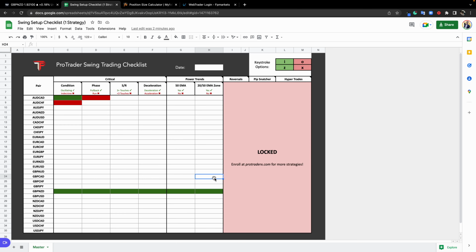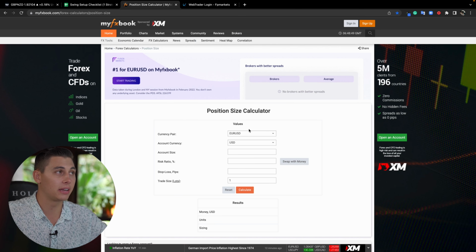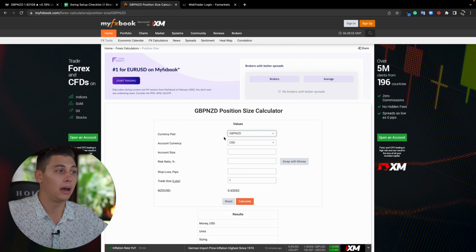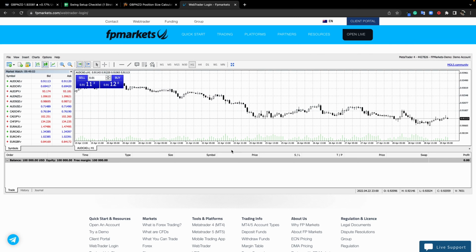We've got all of our boxes checked. Happy with that. Position size calculator. We need to know what our currency pair is. We can see it up here. Pound Kiwi, GBP, NZD. Account currency. So account currency is whatever currency that you set your account up in. This is 100,000 US dollars.